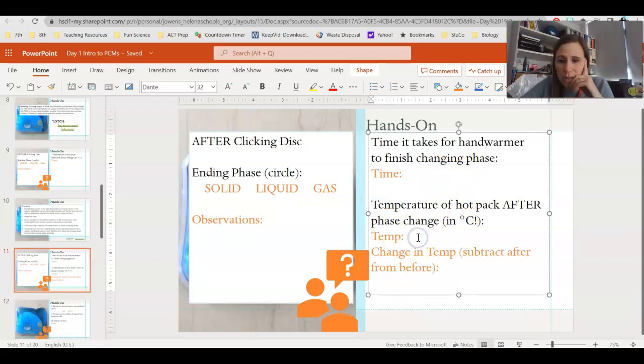So ending phase, solid, liquid, or gas, any observations, time it takes for the hand warmer to finish changing phase, and then you will do your final temperature, and then go ahead and calculate your change in temperature. So subtract your before and your after. So take your before, subtract, and find out how much it heated up in this case.